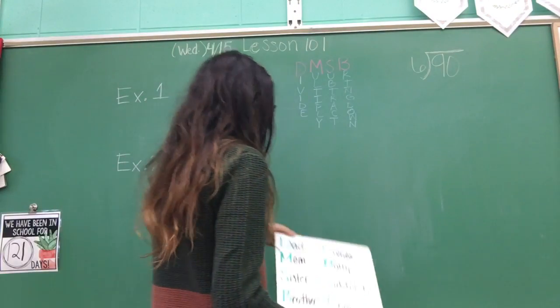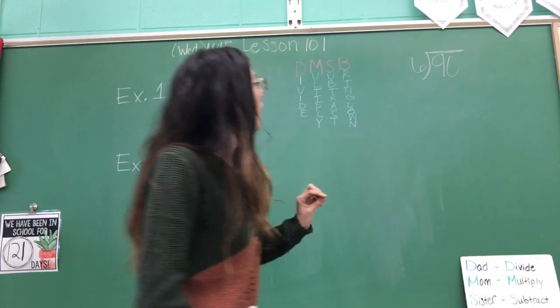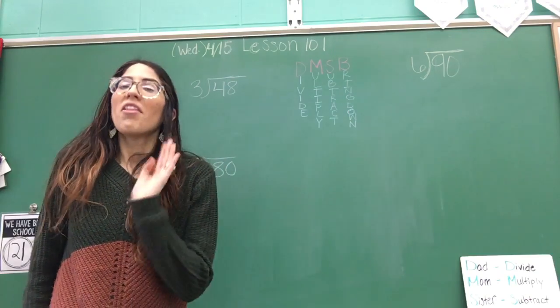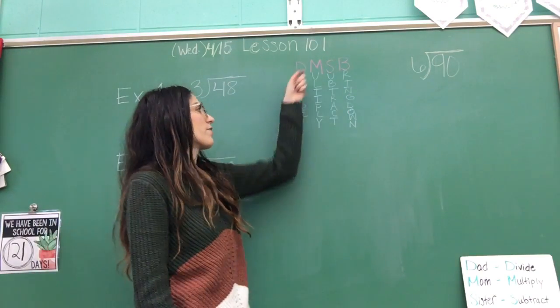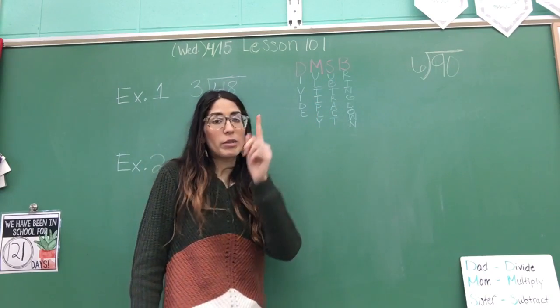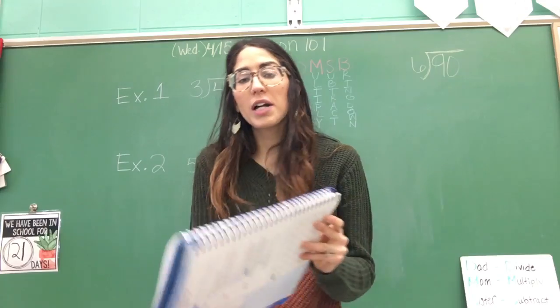Okay? All right. So, those are the steps. I have them on the board as well. DMSB. The steps to division. Divide first, multiply, then subtract, then bring down. And I'm going to show you those steps in just a second. But first, let's go to our new concept.